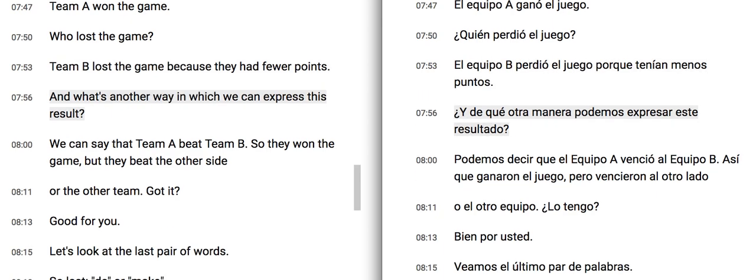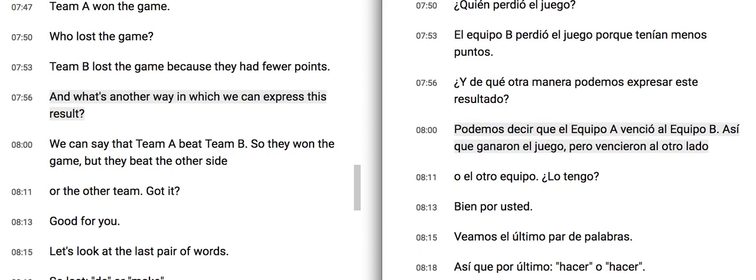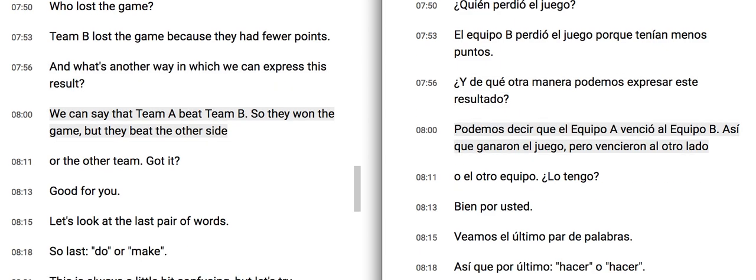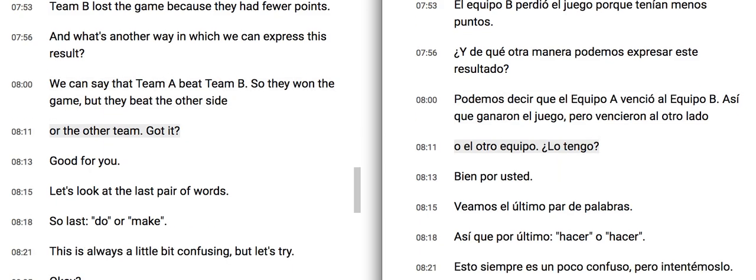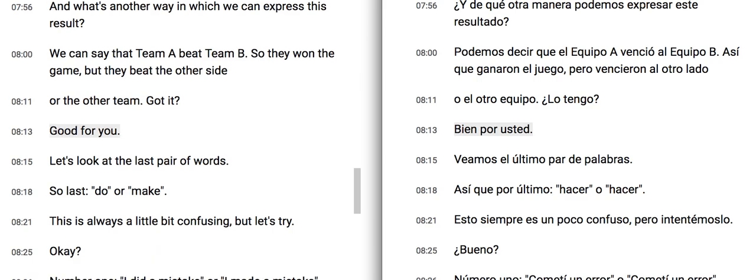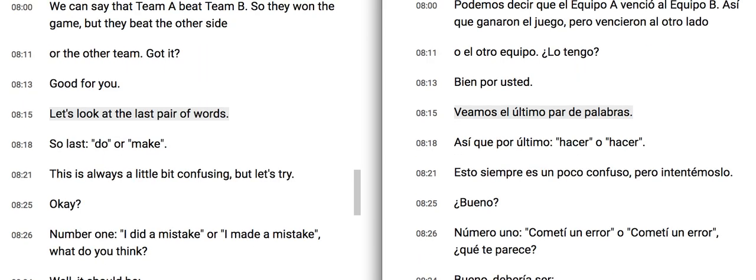And what's another way in which we can express this result? We can say that Team A beat Team B. So they won the game, but they beat the other side or the other team. Got it? Good for you. Let's look at the last pair of words.